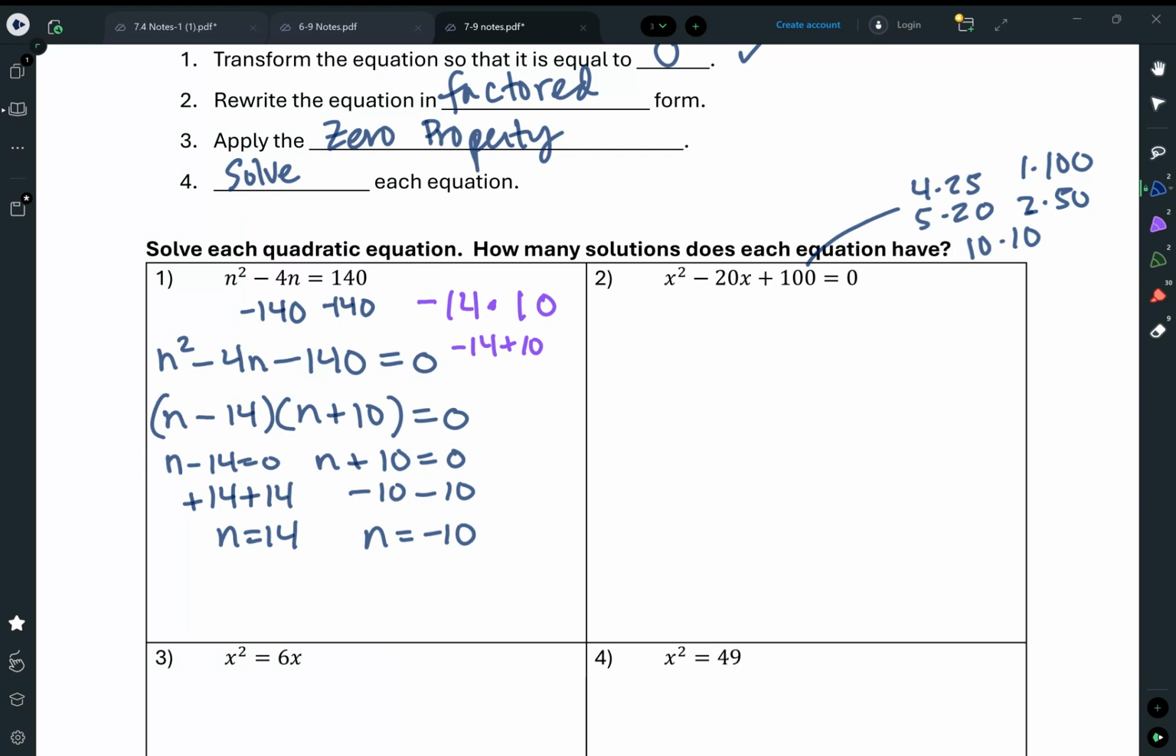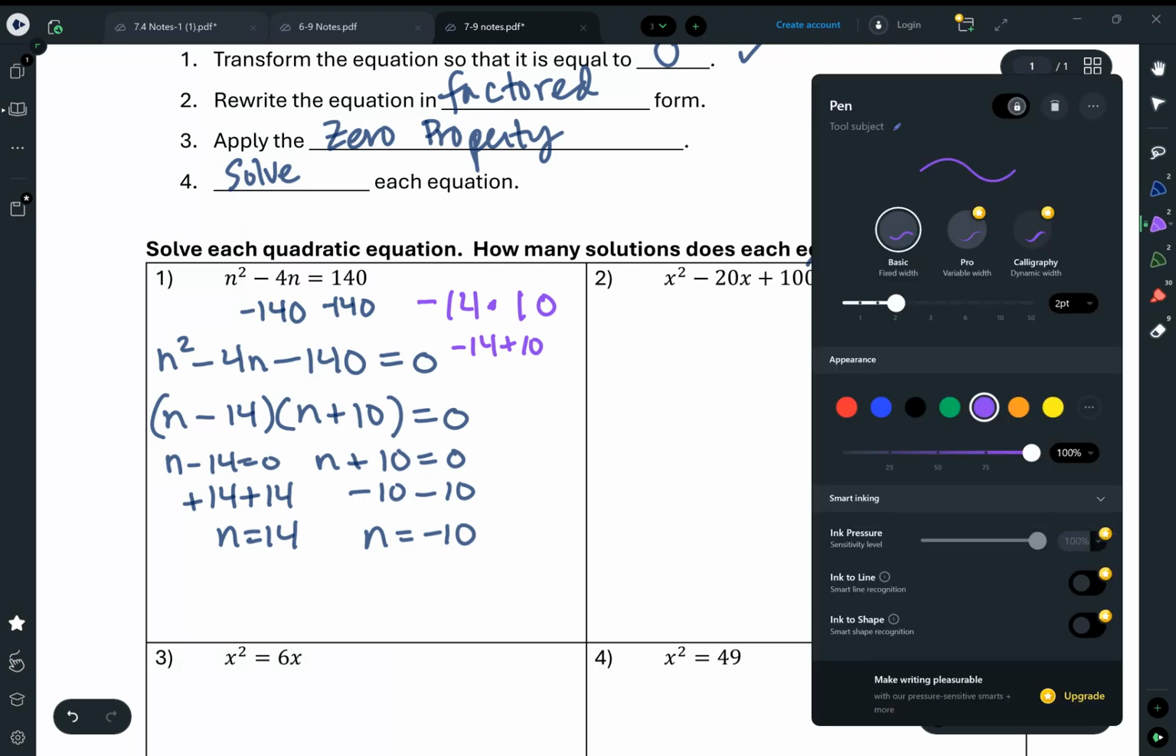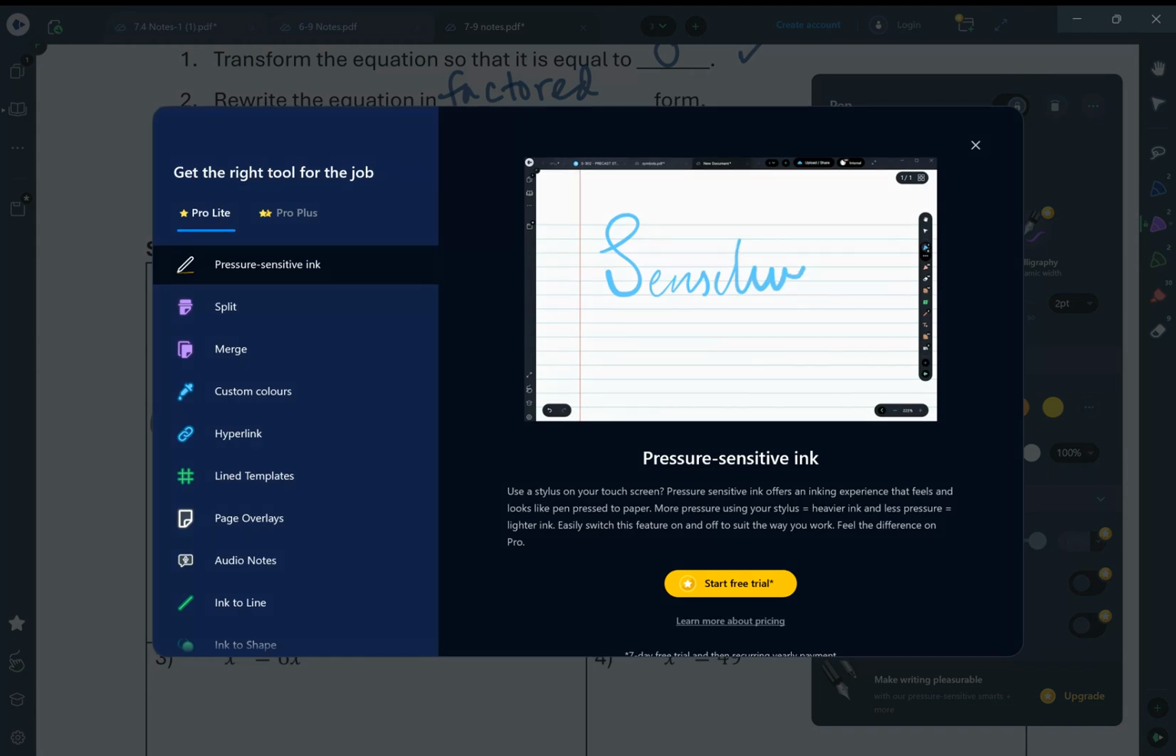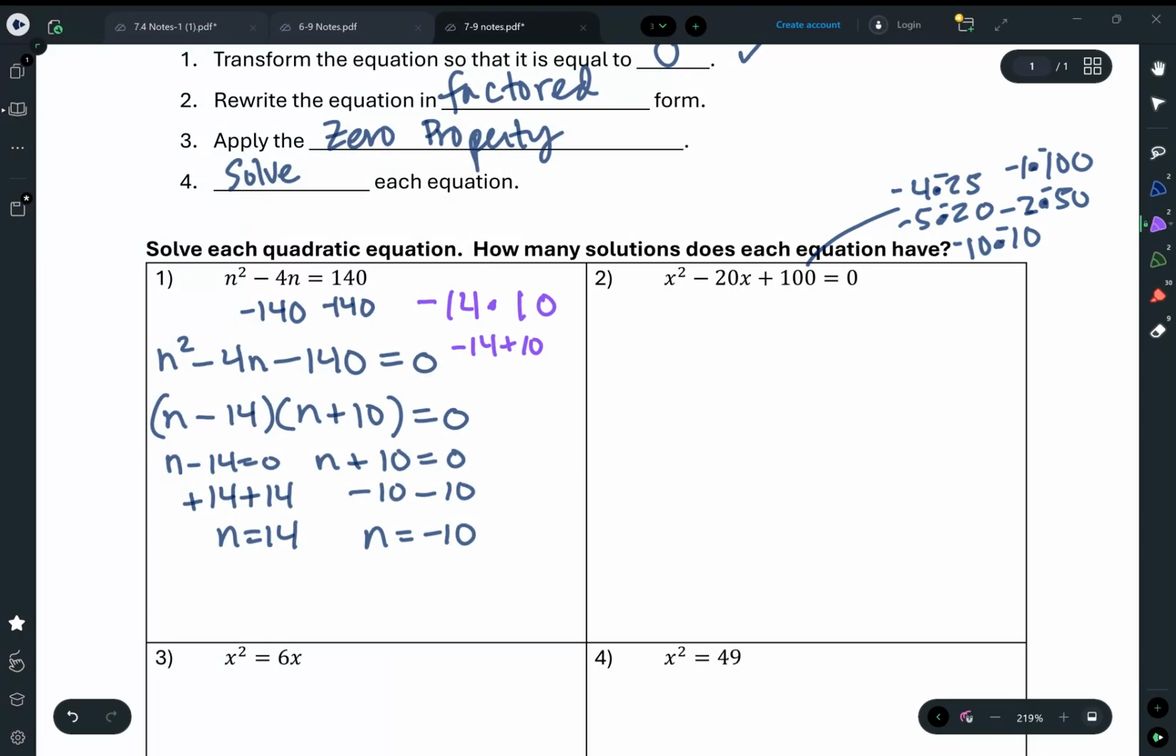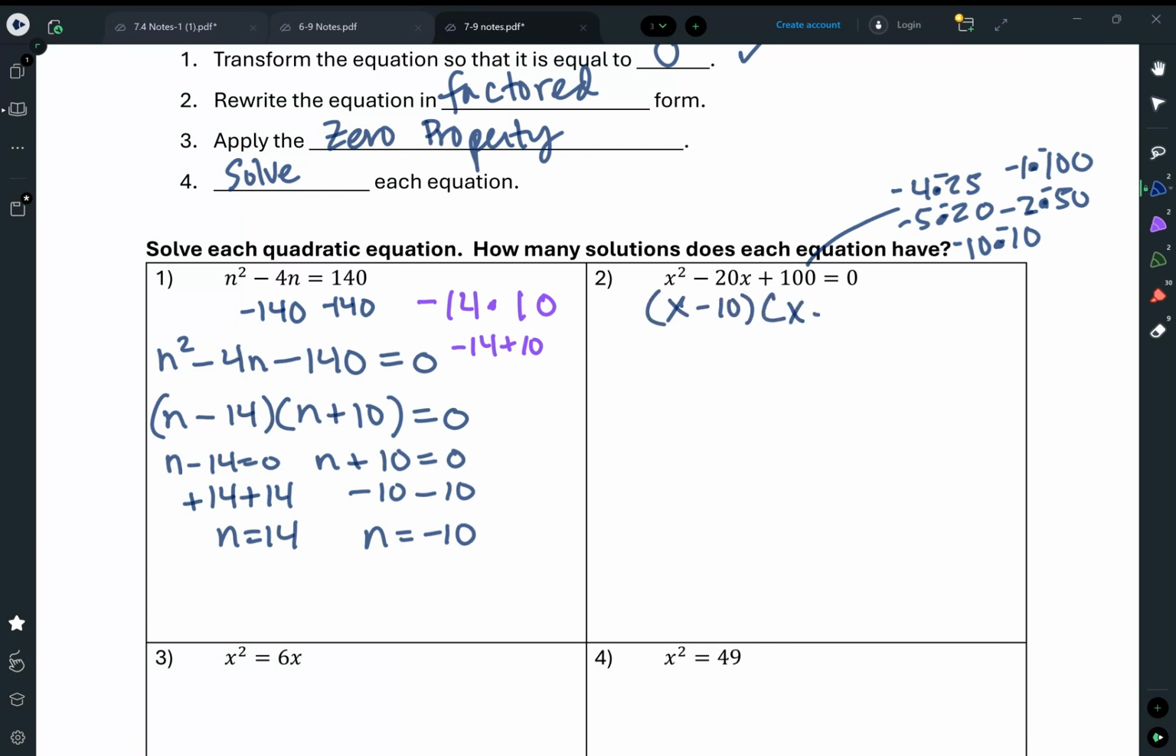So remember, we've got to multiply to make a positive, but add to make a negative. So really both of my numbers need to be negative. Negative times negative would give me a positive 100, but it would add to make a negative instead. So the combination that adds to make negative 20 would be negative 10 and negative 10. So we're going to make this x minus 10 times x minus 10. Let's go ahead and fix that. X minus 10 times x minus 10.